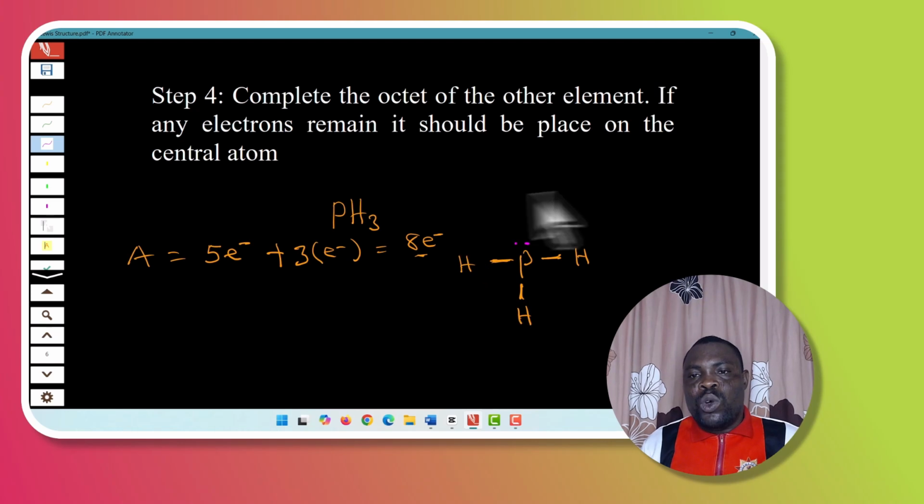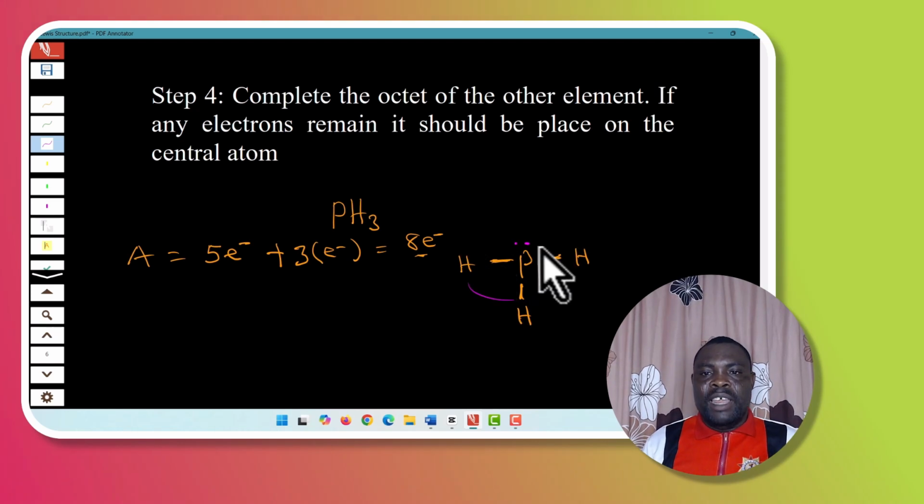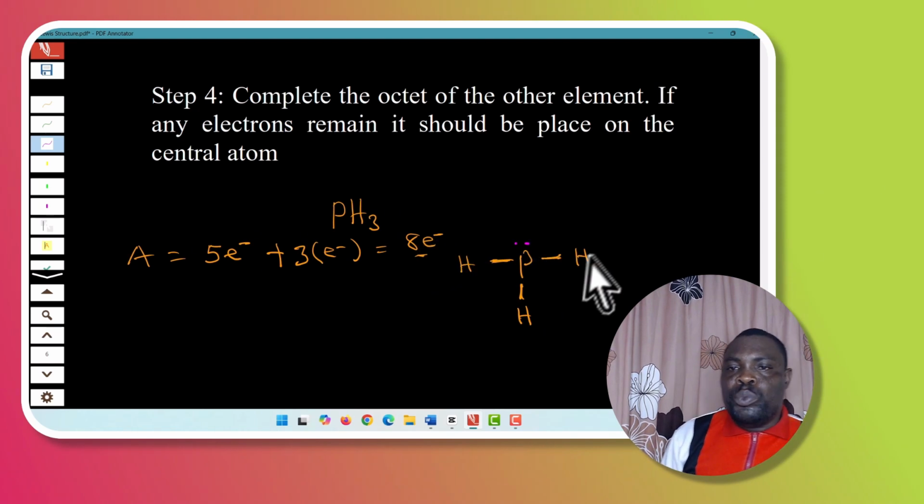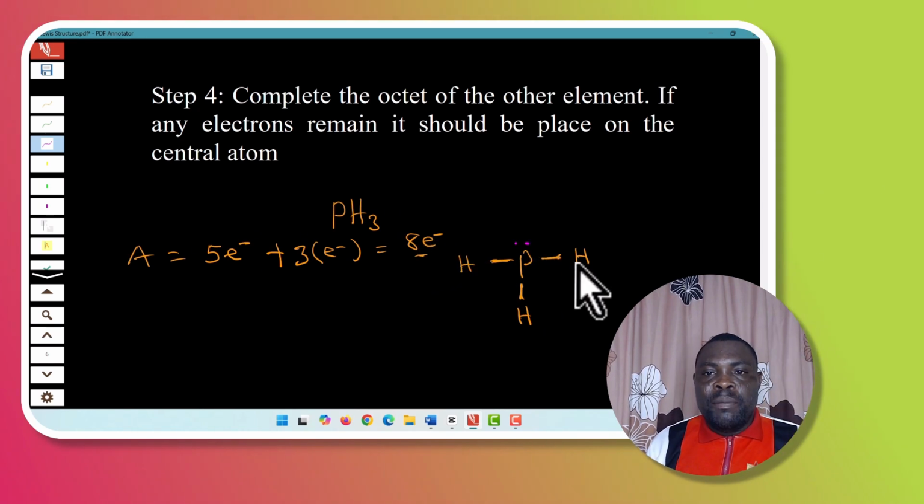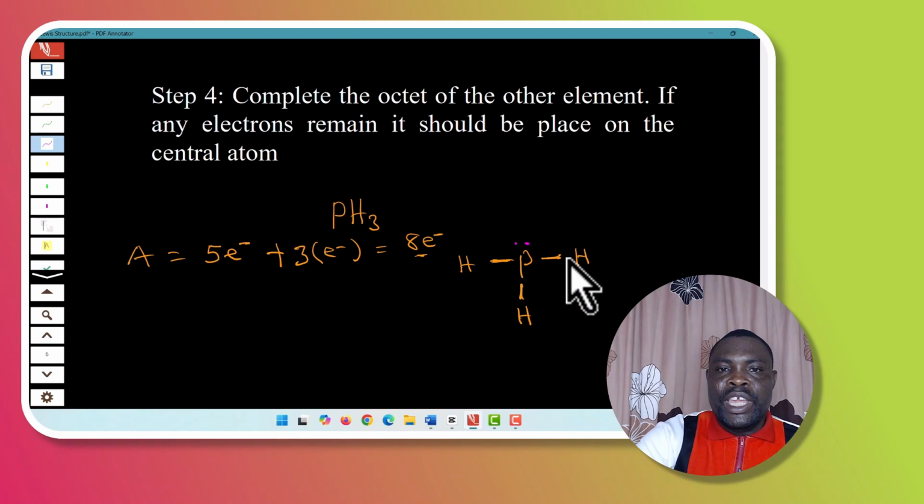So this is how to complete the octet of the elements. Hydrogen obeys the duplet structure, so hydrogen can only take a maximum of 2 electrons.